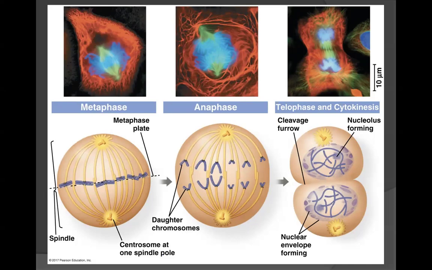In anaphase, we now have the separation of those sister chromatids. As the microtubules shorten, they will pull those sister chromatids apart and pull them towards the respective poles.